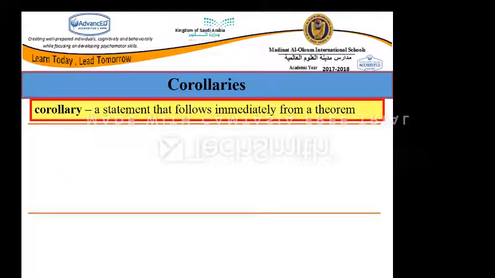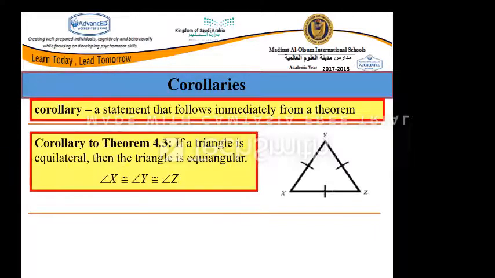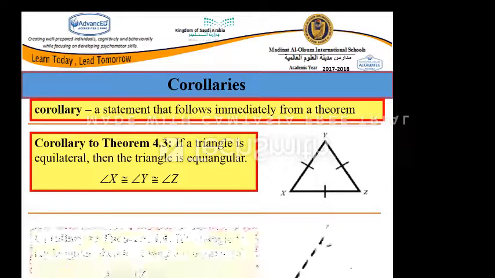The meaning of corollary is a statement that follows immediately from a theorem. After studying the theorem, we get the result of this corollary. The first corollary: if a triangle is equilateral, that means three sides are congruent, then this triangle is equiangular. That means three angles are congruent: angle X congruent to angle Y congruent to angle Z.